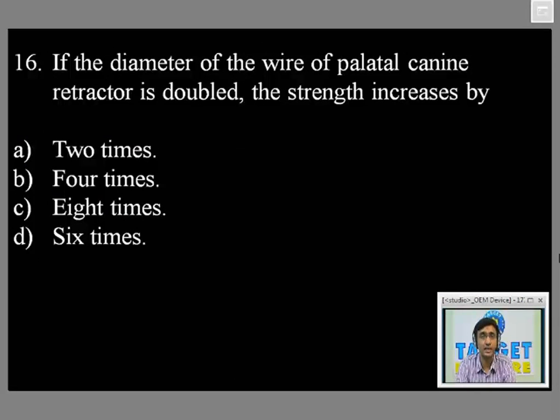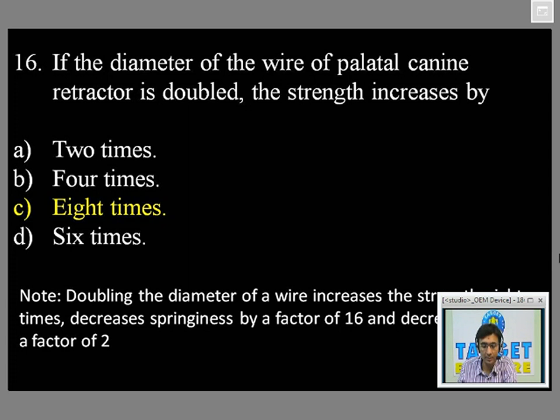Now we come to the 16th question, which says that if the diameter of the wire of a palatal canine retractor is doubled, the strength increases by. Important in this is not the palatal canine retractor. Important is the wire. We have different formulas with respect to this. If you double the diameter of the wire, there are three main changes which are going to take place. One is with respect to the strength of the wire itself. If you double the diameter, that is, you make the wire thicker, of course the strength is going to increase. So it is going to become 8 times according to the formula. The strength becomes 8 times.